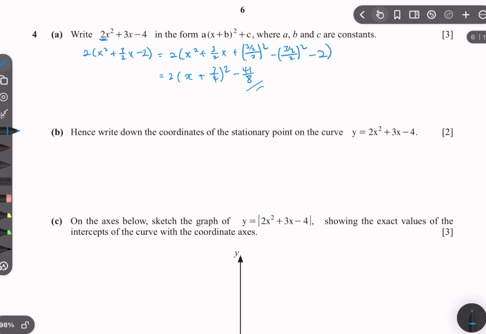Part B, write down the coordinates of the stationary point on this curve. Okay, so we can use our answer in part A to help us answer this question. From the completing the square form, we can already tell the stationary point, which is this part is the x coordinate and this is the y coordinate. But for the x coordinate, you have to switch the sign around. So the stationary point would be minus 3 over 4 and minus 41 over 8.